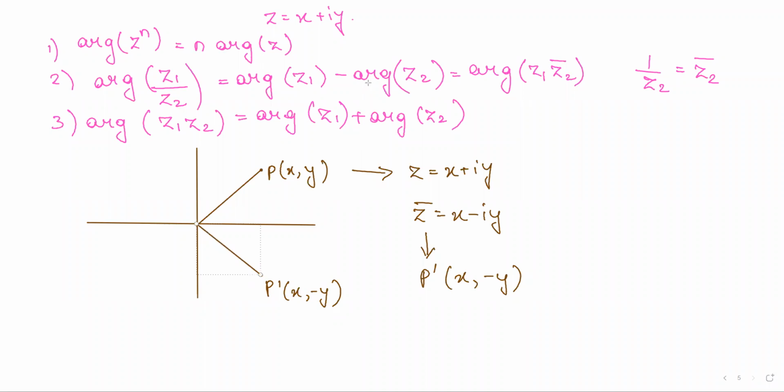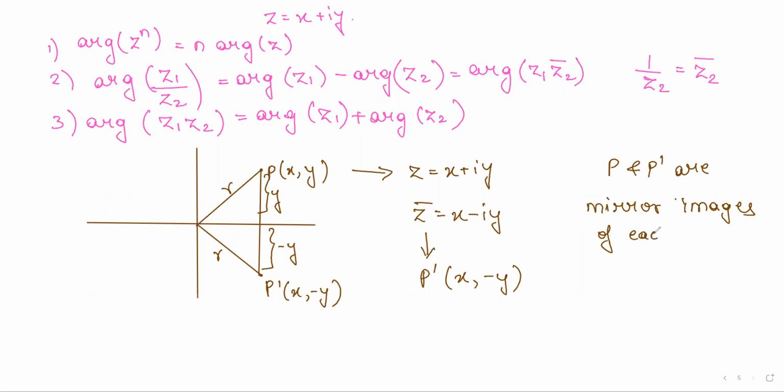As you can observe, your r remains the same, and this distance y, this is your distance minus y, which means your P and P dash are mirror images of each other. If they are mirror images, considering x-axis as the mirror, you can say that your z and z conjugate form mirror images on the Argand plane.